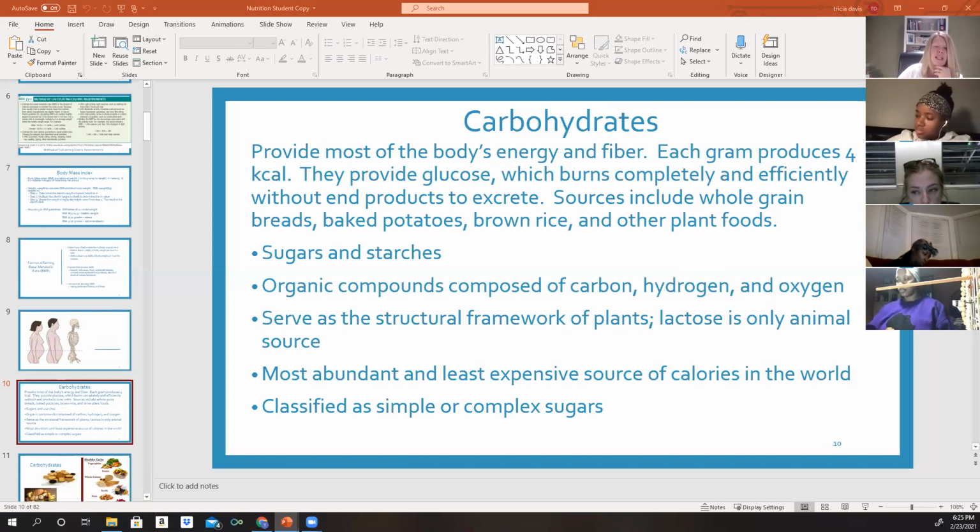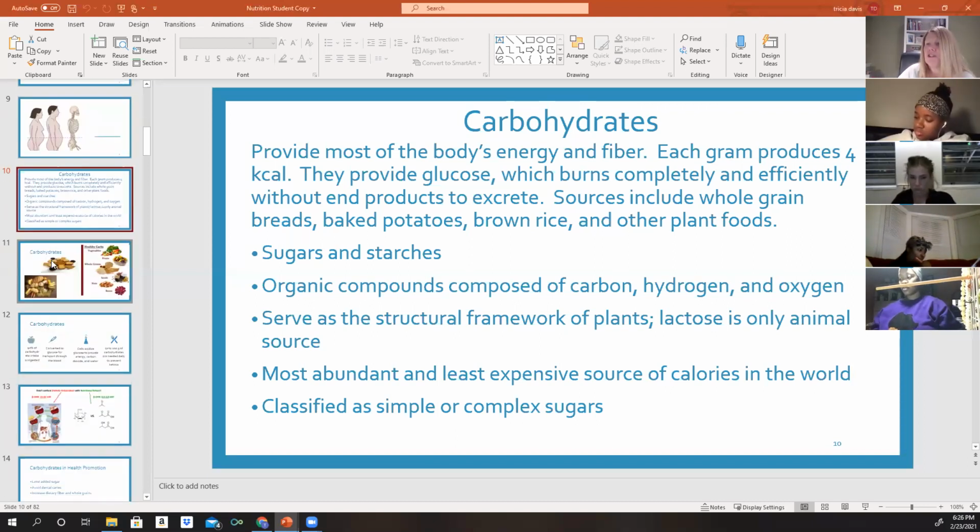Carbohydrate intake is often correlated to a person's income. As income increases, carbohydrate intake decreases, and you see an increase in protein instead, because it's a more expensive form of energy. Carbohydrates should consist of about 45 to 65% of your total calories for adults, and we should be focusing on complex carbs such as whole grains.